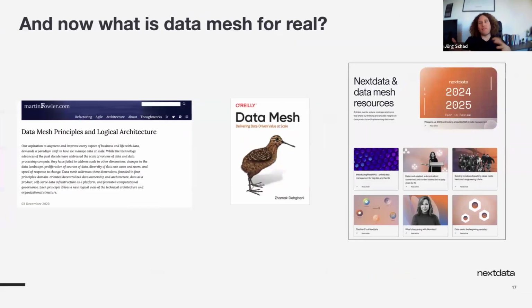So that was a really short, in a nutshell, explanation relevant for this talk. If you want to know what data mesh is for real, I, of course, must defer to a lot of great material out there by Nextdata and especially by Jean-Marc.